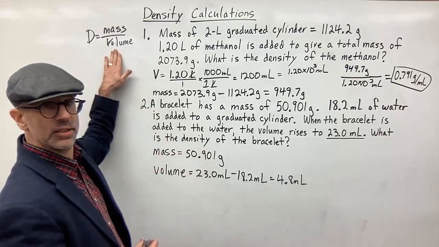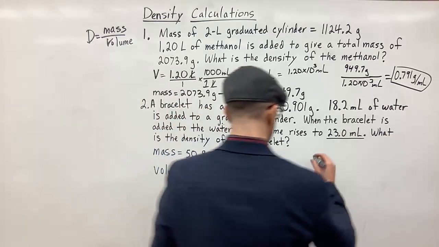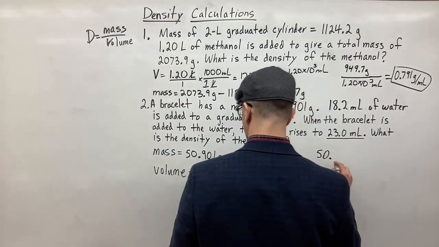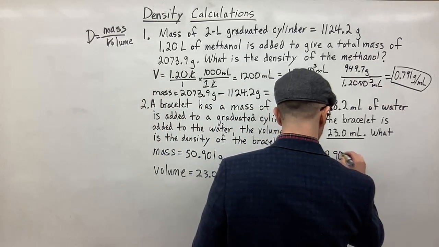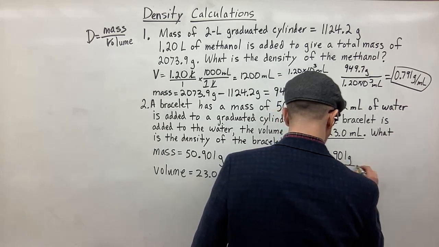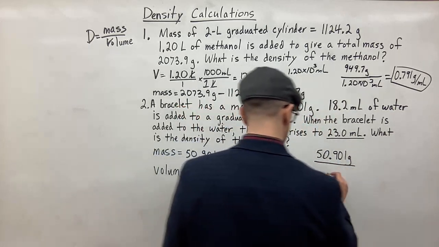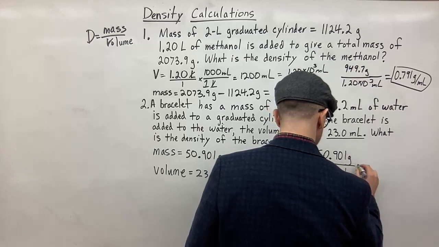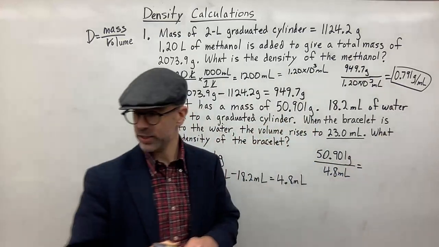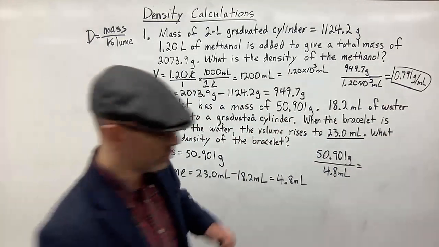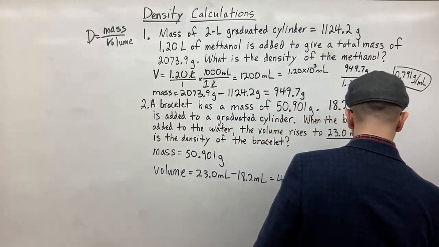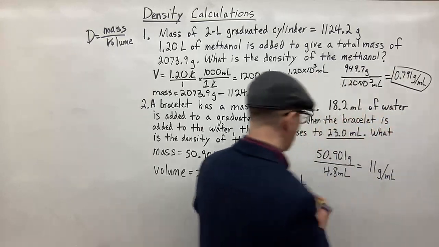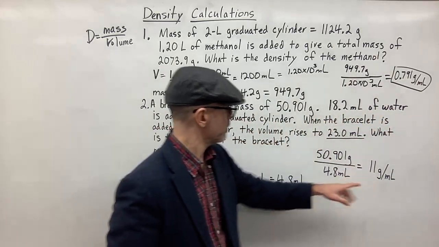So again, I'm going to divide mass by volume. So I have 50.901 grams divided by 4.8 milliliters. And when I do that, I get 11 grams per milliliter. Now, why is it 11 grams?